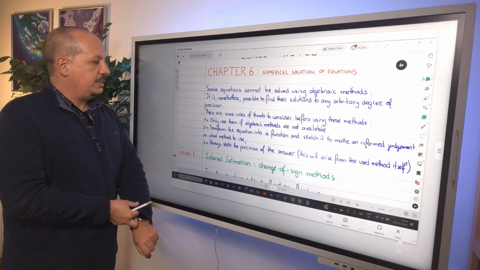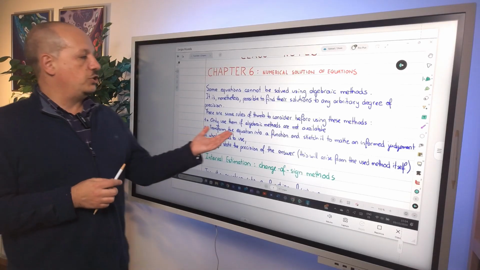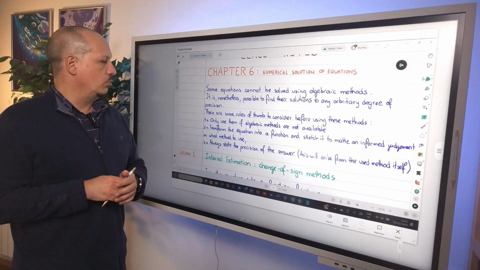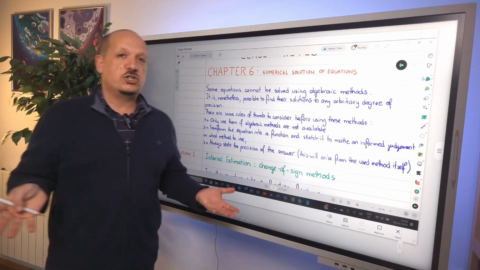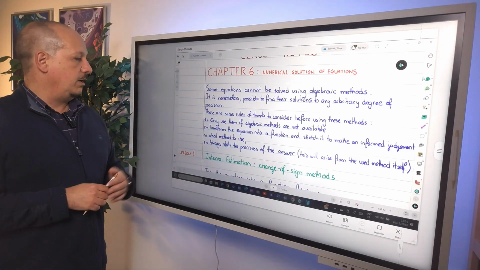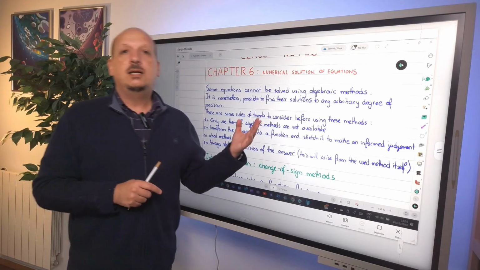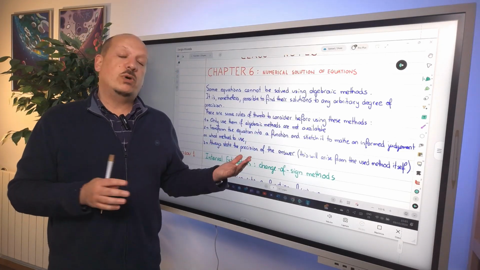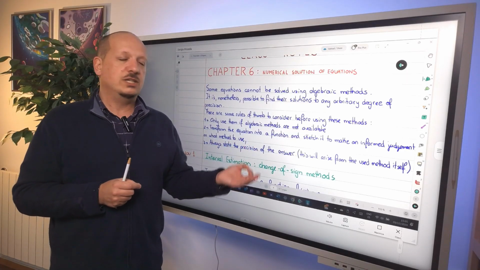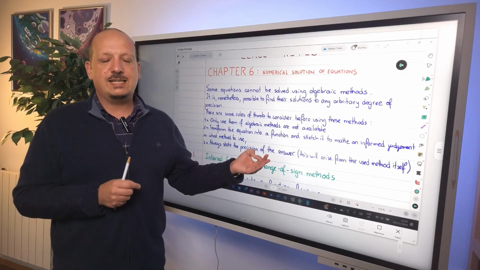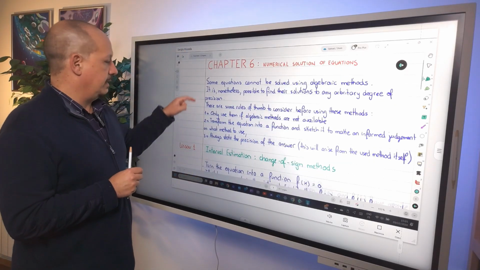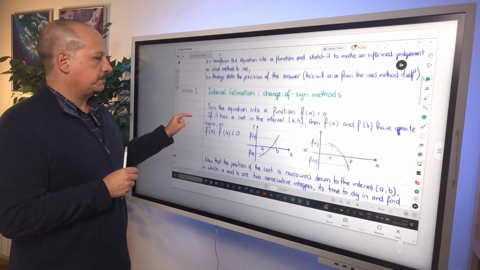And in each case, you have to transform the equation into a function and sketch it to make an informed judgment on what method to use if the question itself doesn't tell you which one to use. And always state the precision of the answer. The question is going to ask you to go up to a certain precision, but you should state it at the end anyway, all right? So let's look at the interval estimation.